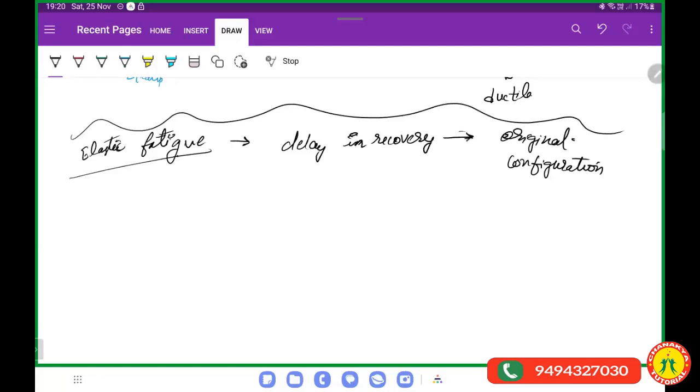In short, this won't be permanent. This will be temporary. This loss of energy is not permanent, it's temporary. We can regain our own strength again. The time to regain this original shape or configuration after recovery is the relaxation time.